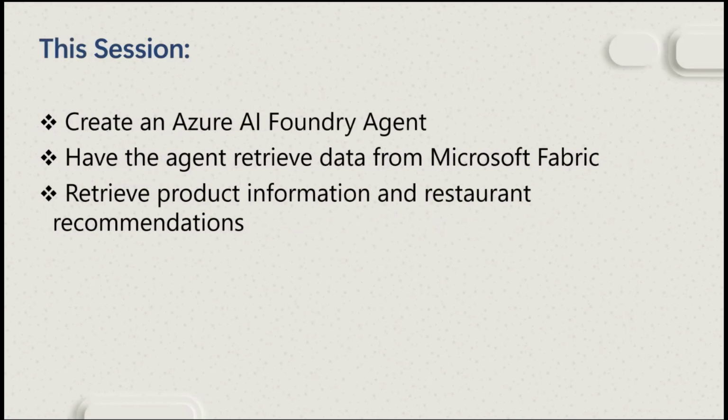Now, in today's session, we're going to do the opposite. In the last session, we had Azure AI and then put it in Microsoft Fabric. Now, what we're going to do is you have this data in Microsoft Fabric, and you want to have a conversational chat interface with it using Azure AI Foundry agents. So the session today will be creating a basic agent and then connecting it with Microsoft Fabric to be able to retrieve the product reviews that we had.